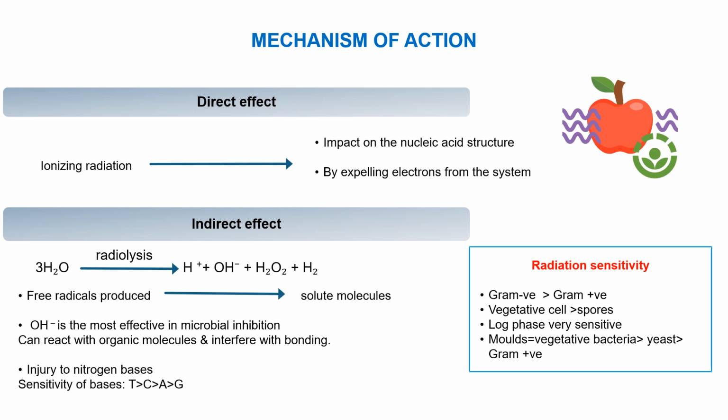Let's now see how the rays are effective in reducing microbial load in food products. When food is subjected to irradiation treatment, the rays can have either a direct impact or an indirect impact on microbial cells. When we talk about direct impact, the rays can destroy microbial cells by disrupting their normal functioning. And how does that occur? Because they are able to interfere with the electron transport system during ATP generation, mainly by expelling electrons from the system, or they can have an impact on the nucleic acid structure.